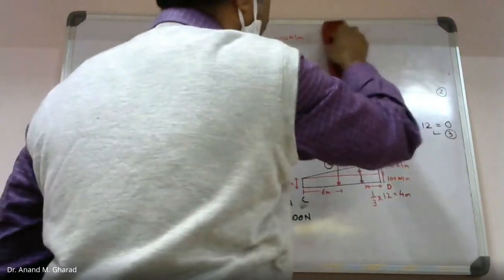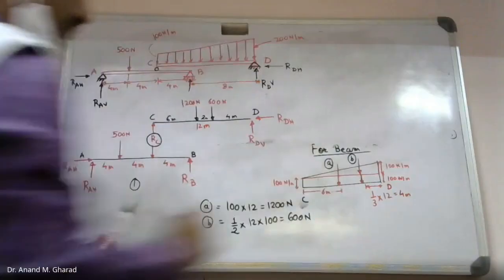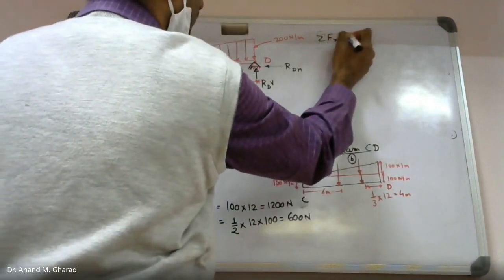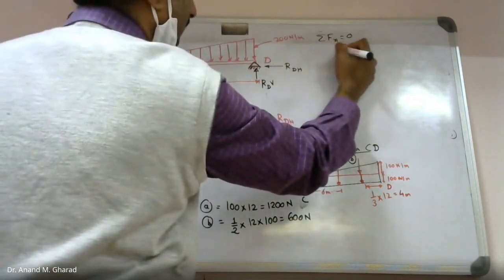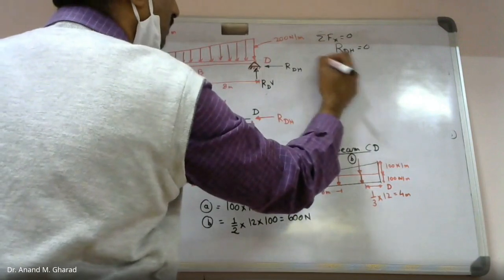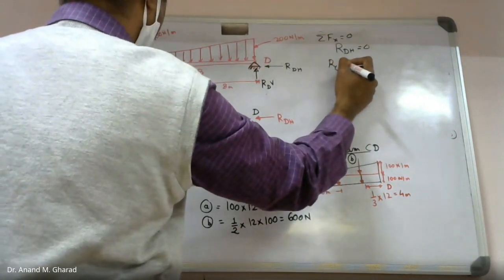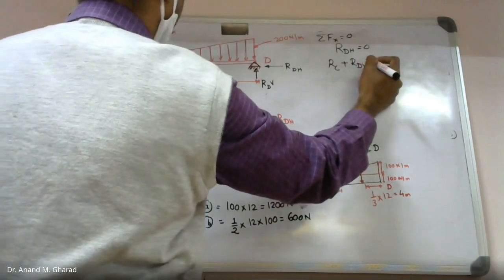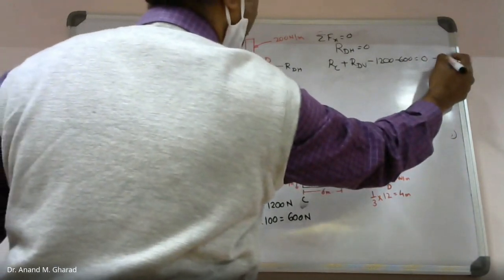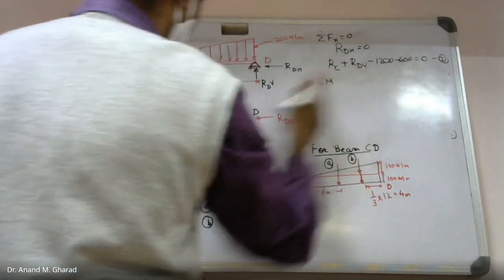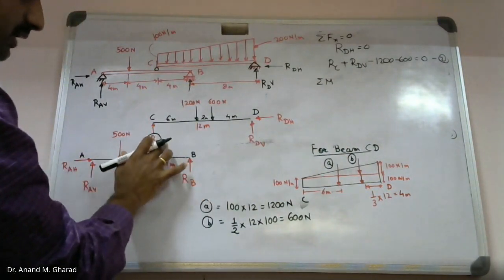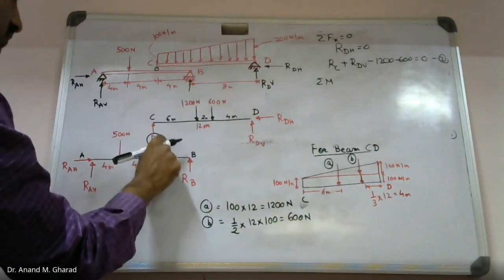If I apply equations of equilibrium for beam CD, summation of forces in x direction equal to 0. RDH will be 0. Okay. Then forces in y direction, RC plus RDV minus 1200 minus 600 equal to 0. This will be equation 2. And in order to find out one of the values, either RC or RD, we will be interested in finding out RC, because in our earlier equation, this was unknown.